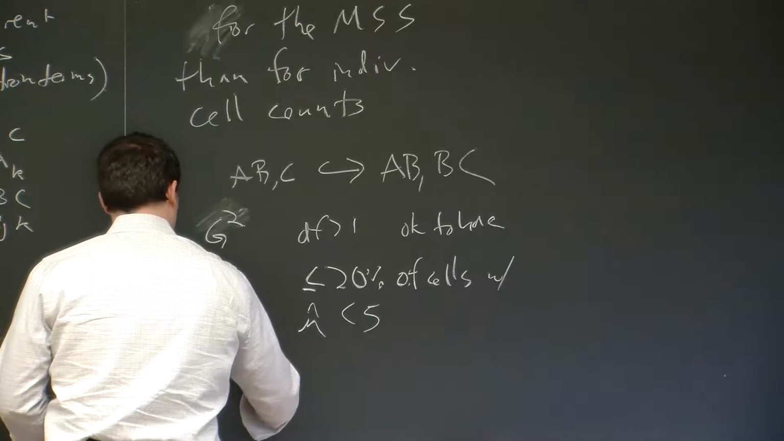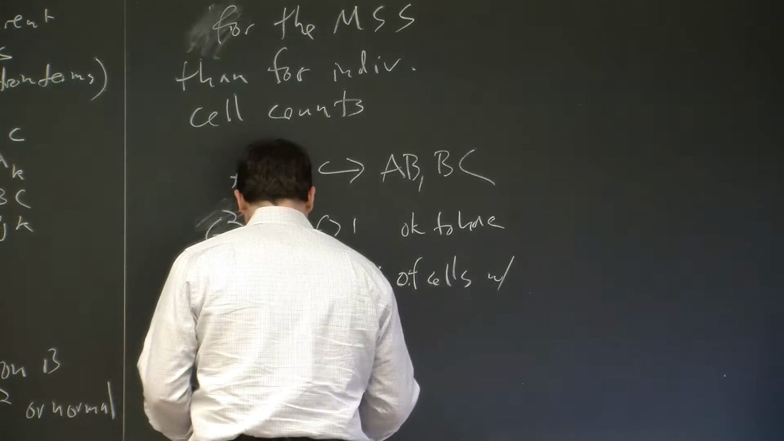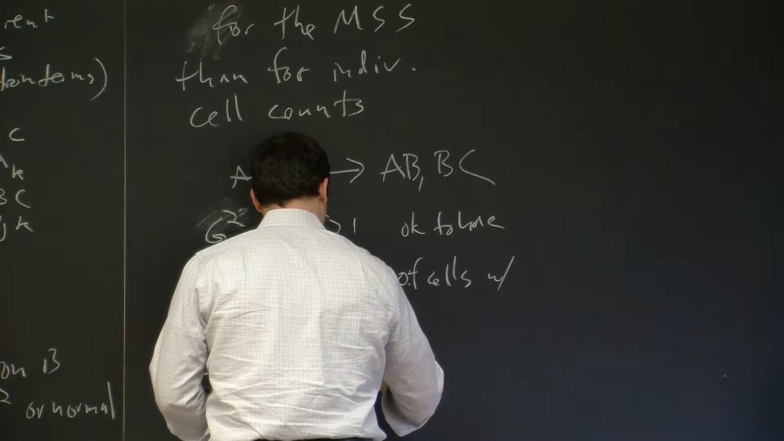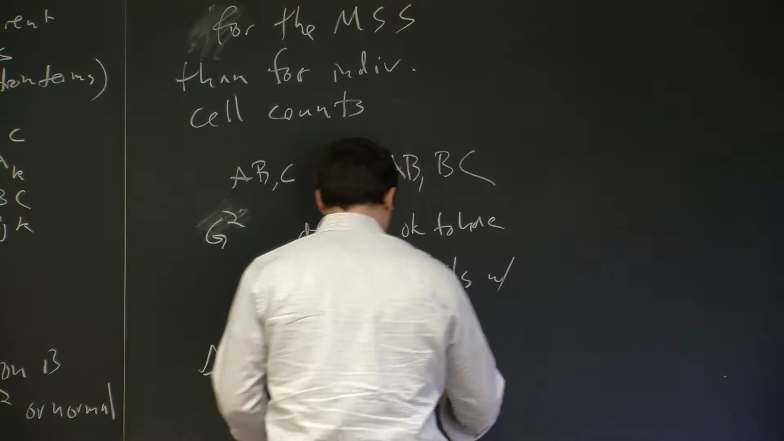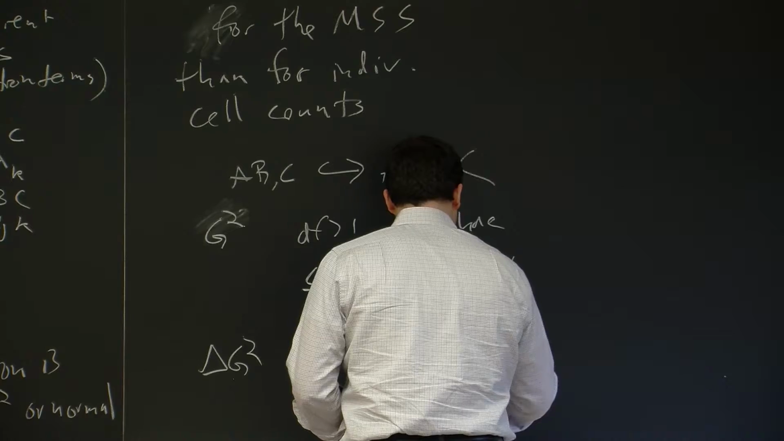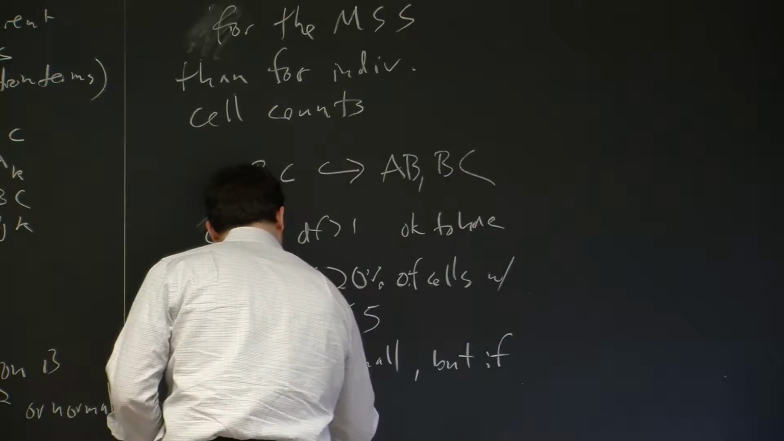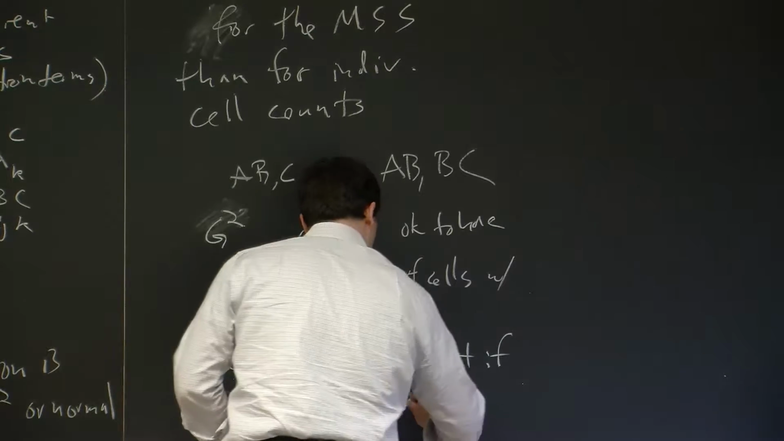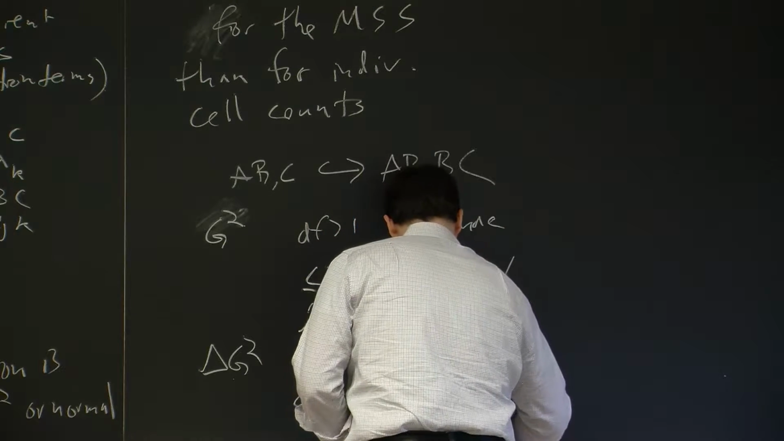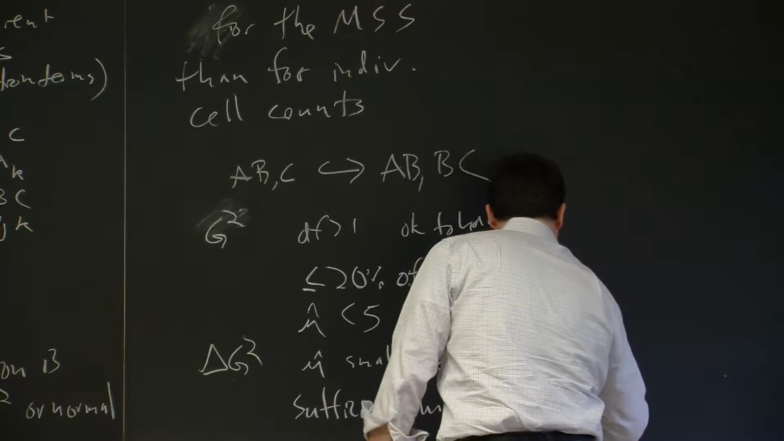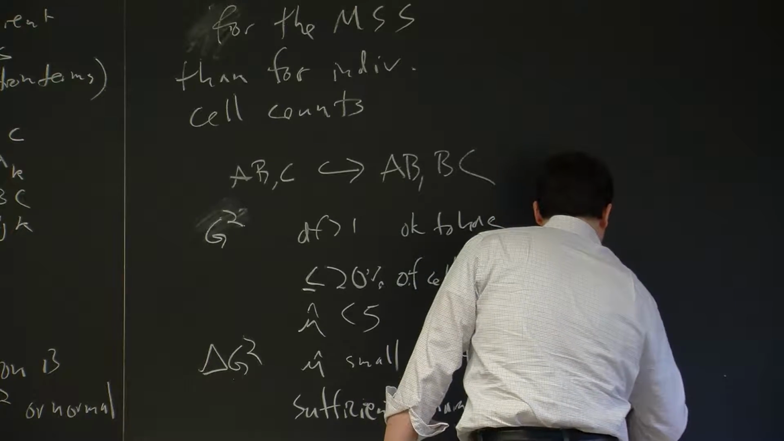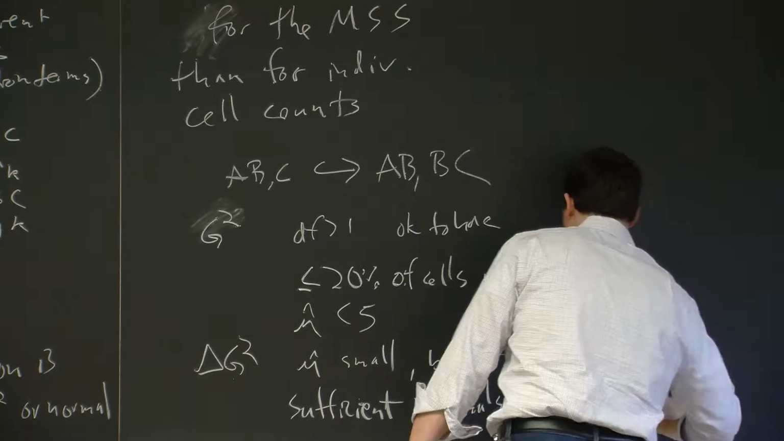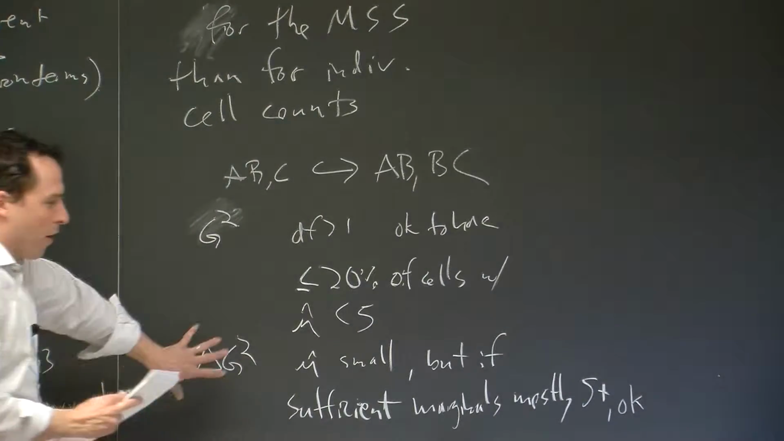And for delta G squared, we have a rule of thumb which is similar. These things can be small, the estimated cell counts, but if the sufficient marginals, the ones we're actually looking at, are mostly more than 5, then we should be okay. That's a rule of thumb. And in some sense, this is the same rule of thumb we've already used, right?